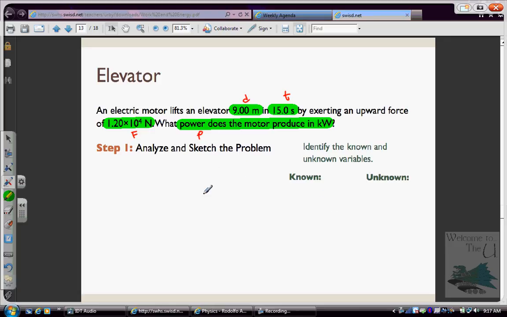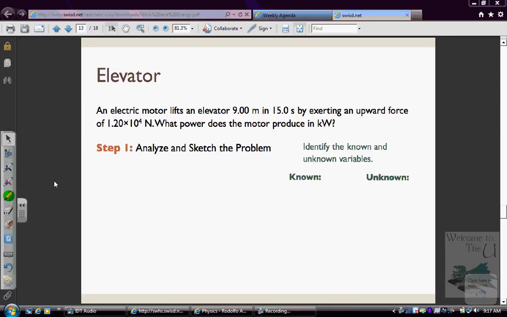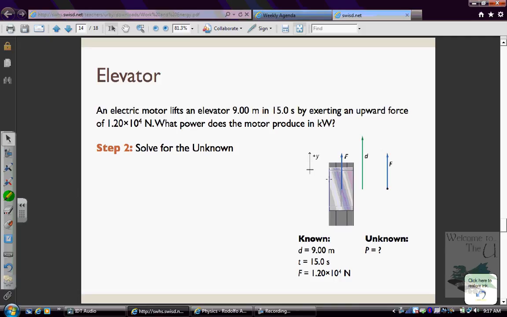Let's go ahead and show you a picture of what's going on with everything, but that would be the initial step where you show all the givens in the problem. So this is a sketch of it. You've got the change in y being positive upwards, so we're going to make up positive here. The displacement is up a positive 9 meters. The force is going up 1.20 times 10 to the 4th, which is basically 12,000 newtons, right? So 12,000 newtons of force going up. And we want to know how much power this elevator has to be able to lift that at in 15 seconds. So these are givens, this is our unknown.